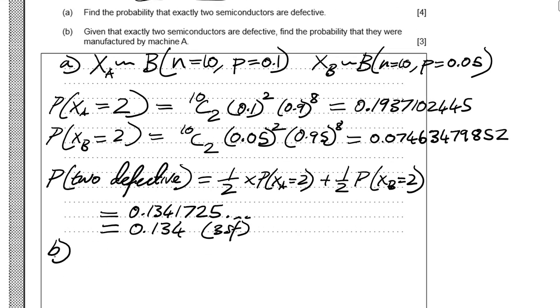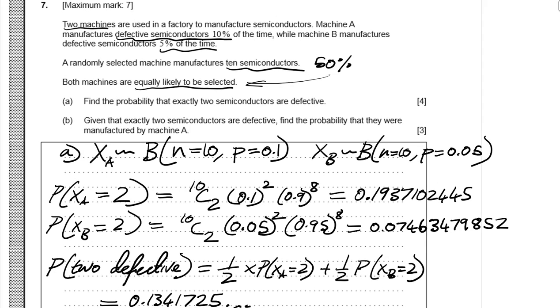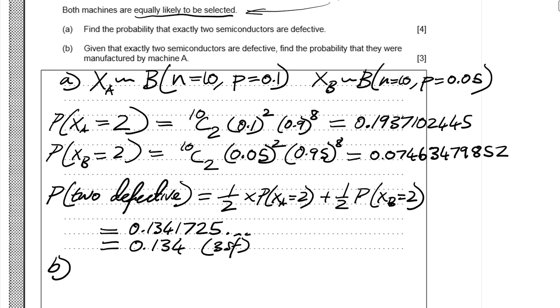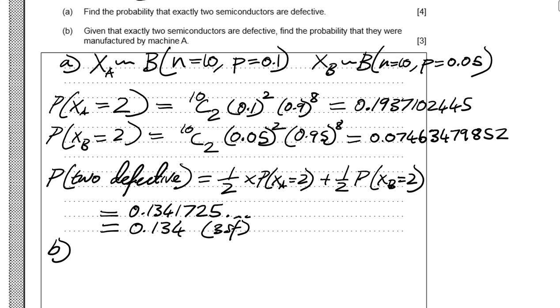Now we have B. B is, given that exactly two semiconductors are defective, find the probability that they were manufactured by machine A. So what they're essentially asking here is, given we have two defective semiconductors, so our given is two defective, find the probability that it was machine A that created those two defective semiconductors.